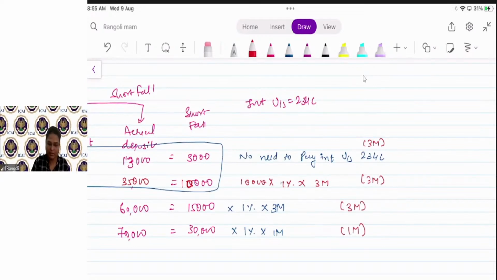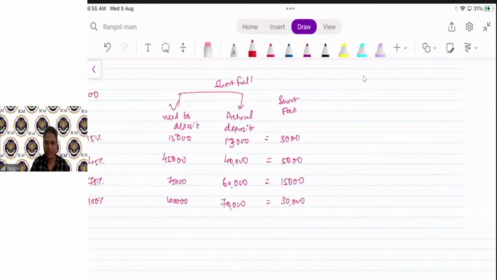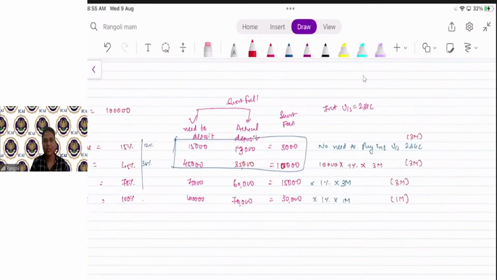Is that clear, everyone? Yes or no? Everyone clear with the calculation of interest under section 234C? I'm giving you 1 minute. If you want to write, just write it down. Yes or no, everyone clear with this section 234C? Please reply fast.